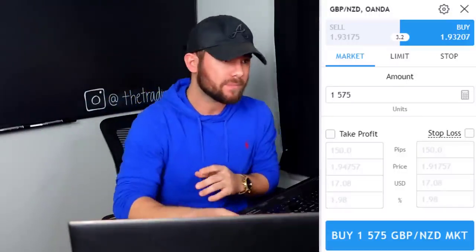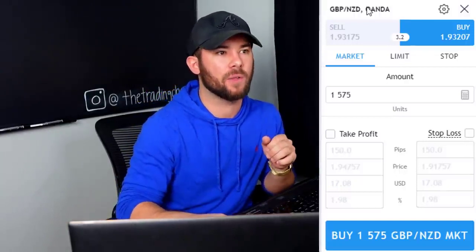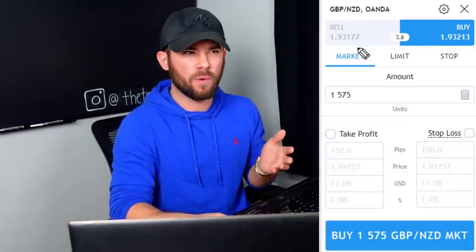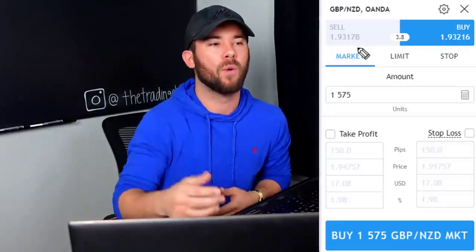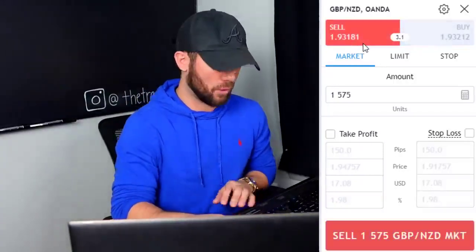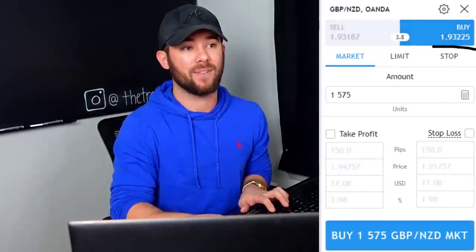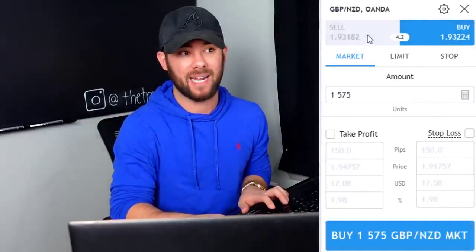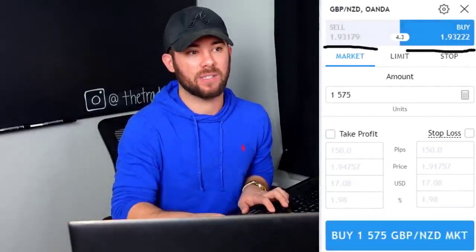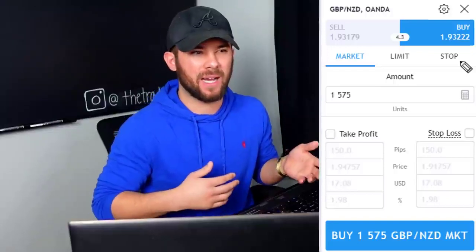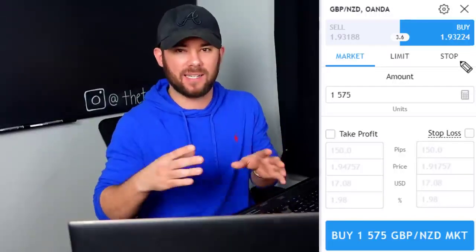So spread is what you see whenever you pull up your order page. Right here on the pound New Zealand, this is my order form. Every brokerage, every platform will have one of these, and it will say sell and give you a price you can sell at. It will also say buy, give you a price you can buy at. Or it may say bid, which is sell, and ask, which is buy. Either way, that's not something that's super important.